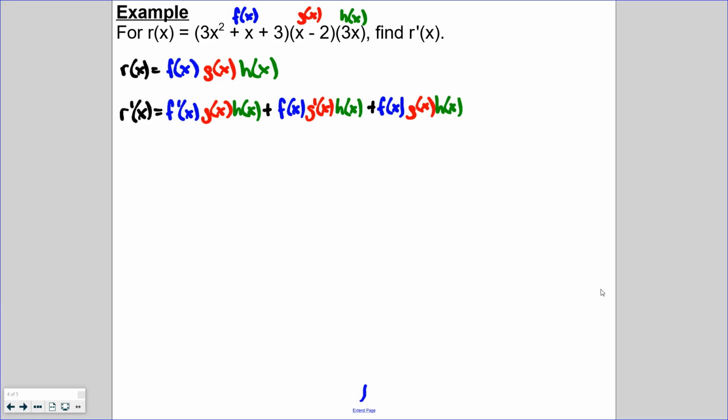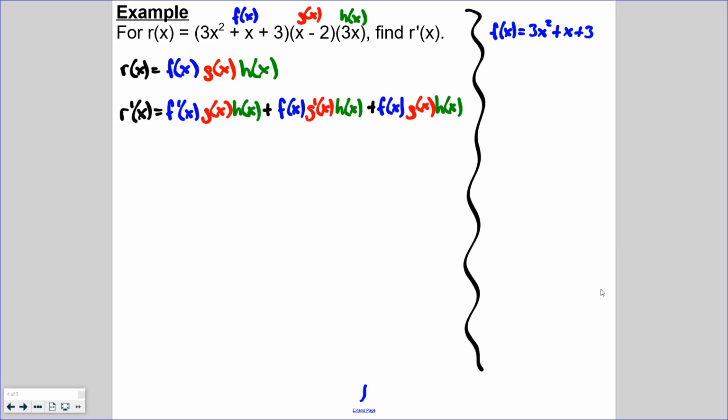All right, so then all that's left that we have to do is find the derivatives of our three functions, f of x, g of x, and h of x. So we'll do a little scrap work here on the side. Again, we know that f of x, we said, is 3x squared plus x plus 3. So therefore, the derivative is going to be 6x plus 1.